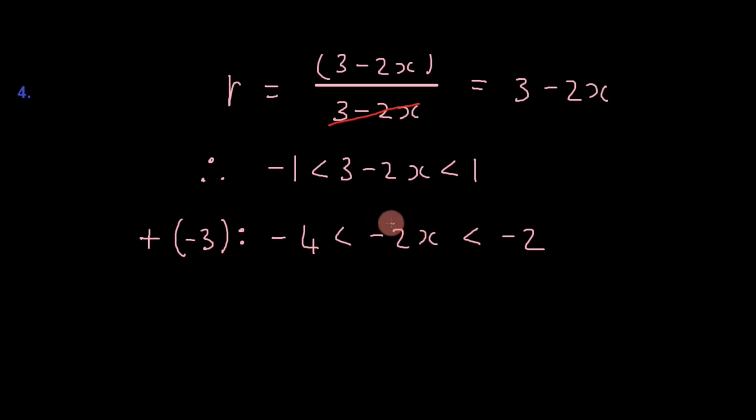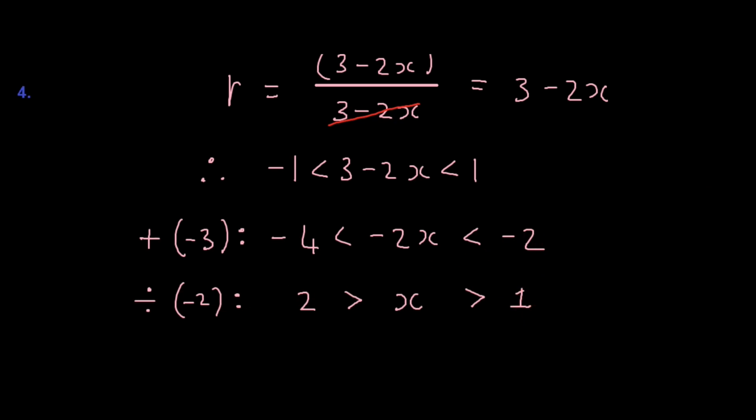Now we can get rid of the negative 2 here as a coefficient of x by dividing through by negative 2. So negative 4 divided by negative 2 is positive 2. And once again, since we are dividing through by a negative number, the inequalities will switch around. Negative 2x divided by negative 2 is positive x. And negative 2 divided by negative 2, of course, is 1.